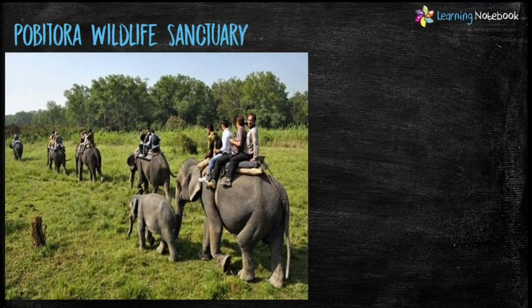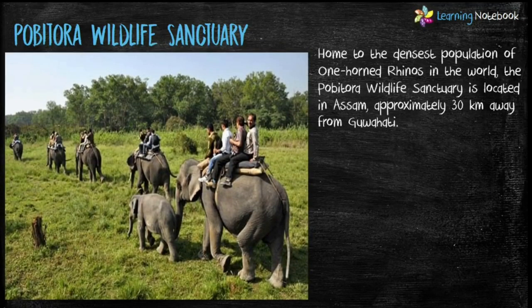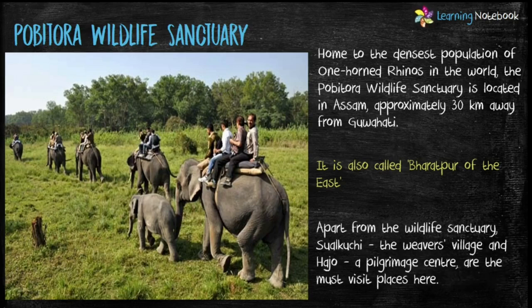Let's see the next famous place, which is Pobitora Wildlife Sanctuary. It is home to the densest population of one-horned rhinos in the world. And it is located approximately 30 km away from Guwahati. This place is also called Bharatpur of the East.